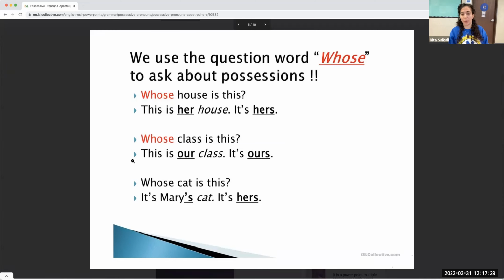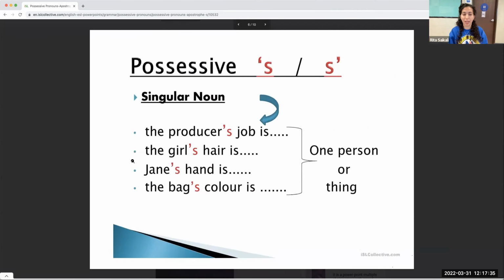Okay? So we see something a little bit different in this one, and that is the apostrophe S. The apostrophe S shows possession. It shows that this belongs to someone. So it shows that the noun belongs to this person, right? So the producer's job, all right? Apostrophe S for the producer, because we're talking about the job, but we're talking about whose job? Well, the producer's. The job is the producer's. Exactly.